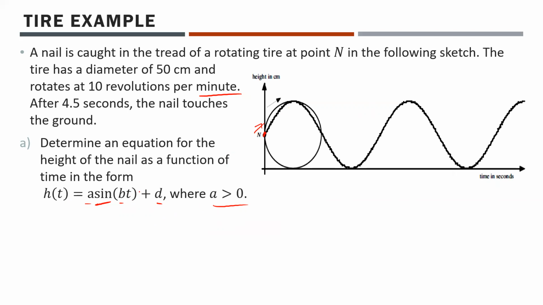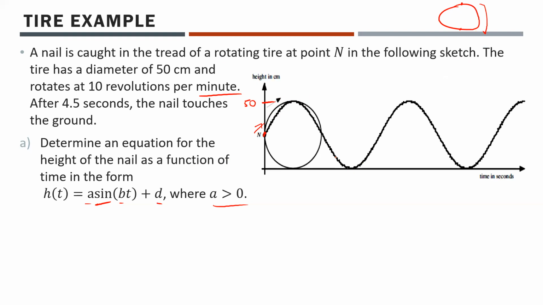So long story short, we know the diameter of this tire is 50 centimeters. That means if a nail is caught in the tire, the lowest it's going to be is 0, when it's literally touching the ground. The highest it's going to be, though, is that full diameter of the tire. So I can tell you right now on this graph that this highest peak here is going to be 50 centimeters.